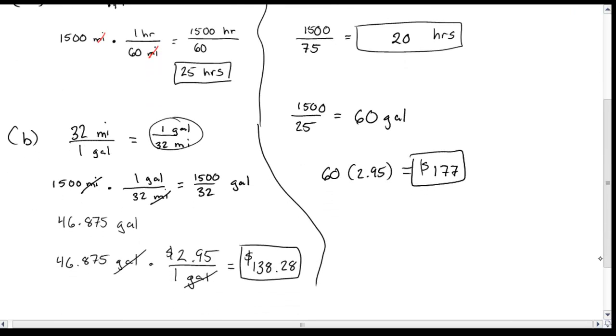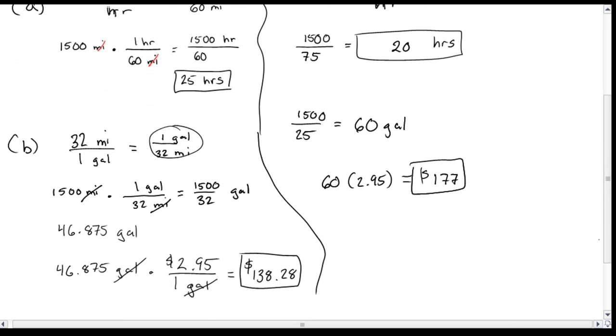All right, so if you go 60 miles per hour, it's going to take you 25 hours and cost you $138.28. If you go 75 miles per hour, it's going to take you 20 hours, so less time, 5 hours less time, but it's going to cost you almost $50 more. So is the 5 hours worth $50 to you? Well, that's a question you need to ask yourself. But now, you can think about it.